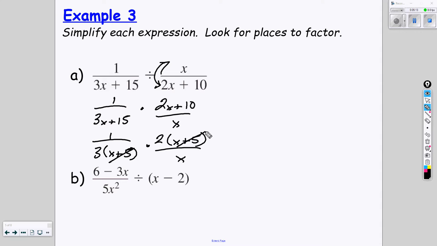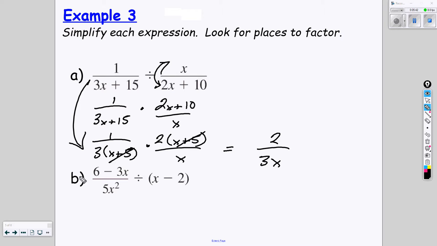We can cancel out the x plus 5s, and then we could write the simplified form, which would be 2 on 3x. All right, one thing that we could have done to avoid maybe some unnecessary steps is, as we rewrite it, we could also factor at the same time. All right, so that's just a possibility for future examples that we can do.